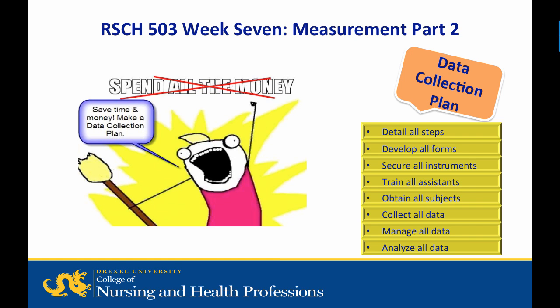1. Details on all steps in the data collection process. 2. Details on all forms to be used in the study. 3. Plans to secure all instruments to be used, including permission of authors. 4. Development of a training plan for research assistants with implementation of same. 5. Obtaining all subjects in the accessible population according to the sampling plan design.